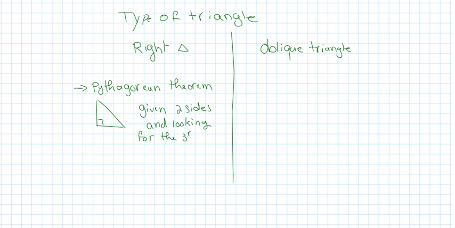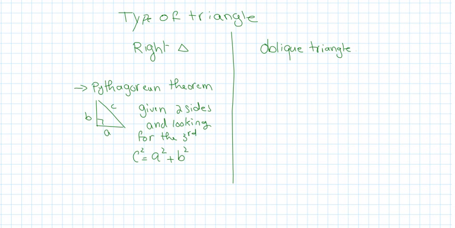Okay? And with the Pythagorean theorem, you have A, B, and C, where C is always your hypotenuse, and then you can change your formula accordingly. So if you are given the C and the A, you can find B. If you're given the B and the C, you can find A by changing your formula. Are we okay with this so far? Yes. Okay.